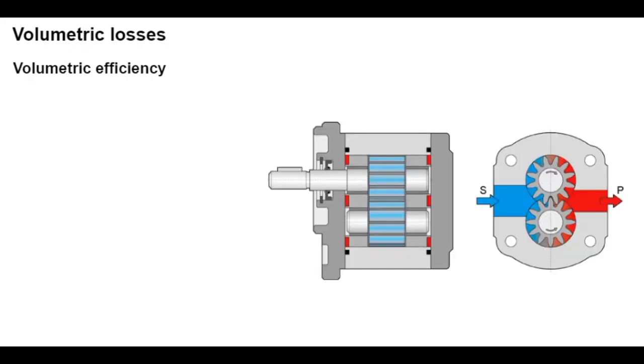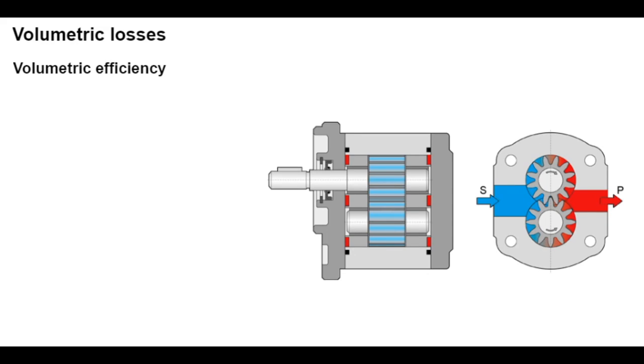So far, we have not considered efficiency in our calculations of pump flow and pump power. As you already know, every technical process includes losses. In a hydraulic pump, both volumetric and mechanical losses occur. This means there exists volumetric and mechanical efficiency.